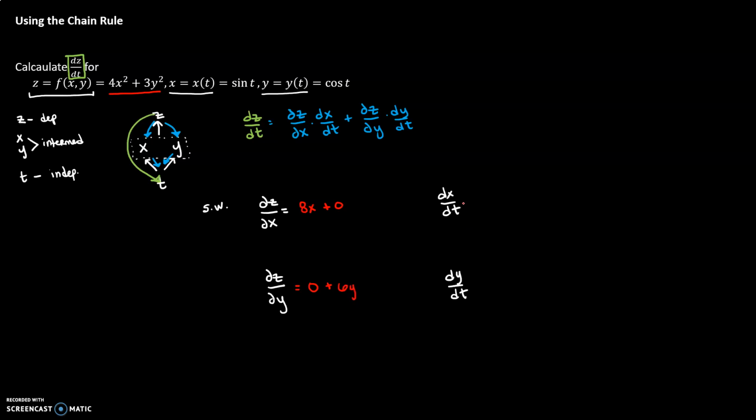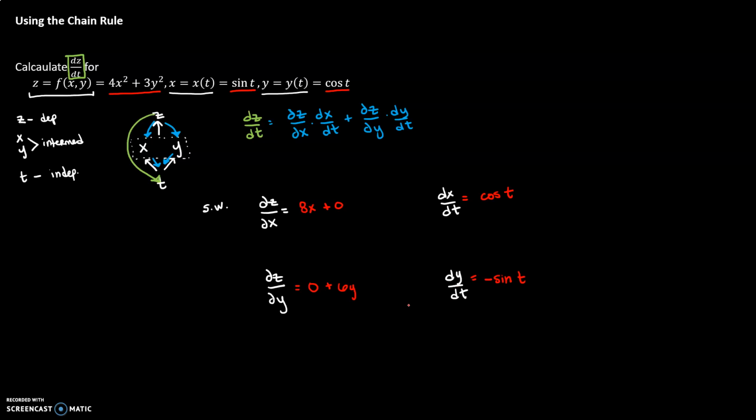Then we need the derivatives of x and y, each with respect to t. Looking at the definition for x, a function of t, that's just sine t. If we take the derivative of sine t with respect to t, we get cosine t. And then when we do the derivative for the y function with respect to t, we see that y as a function of t is cosine t. So taking the derivative of y with respect to t, we get negative sine t.